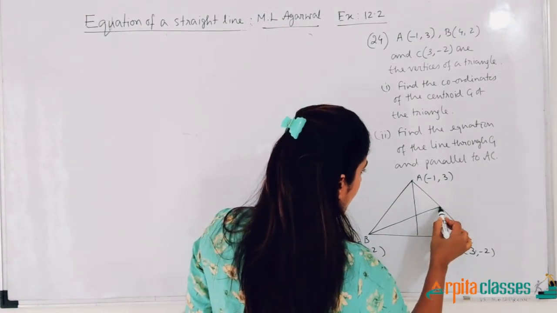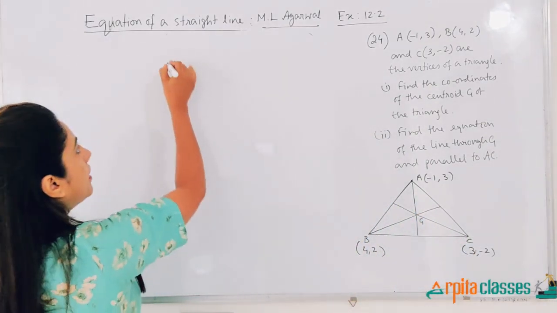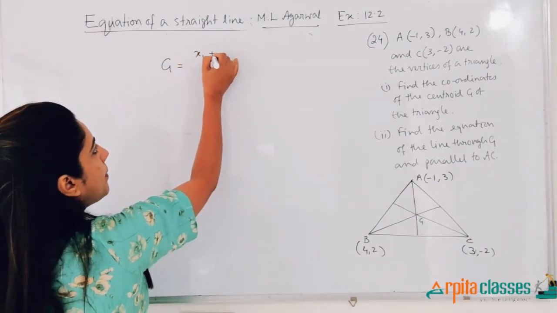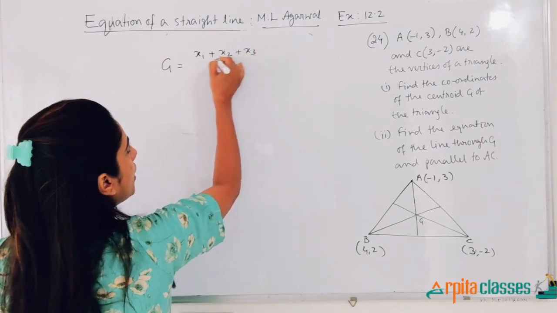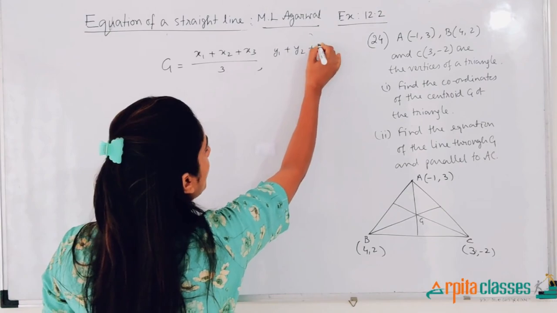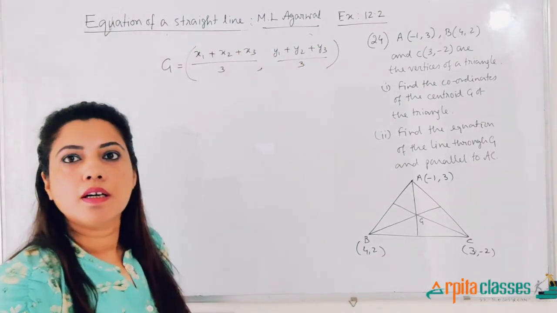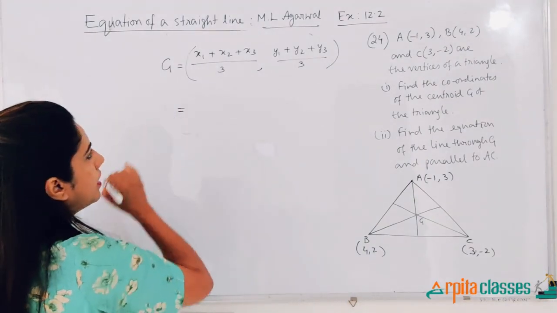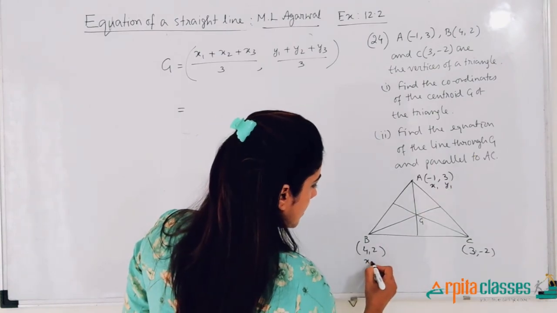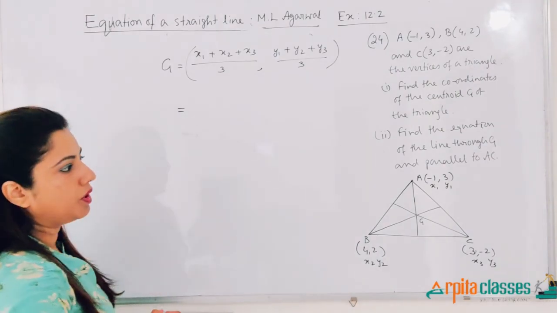So we have a formula for the centroid. Let this be the centroid. The formula for the centroid is G = ((x1 + x2 + x3)/3, (y1 + y2 + y3)/3). This is the formula for the coordinates of the centroid. Let us consider this is x1, y1, this is x2, y2 and this is x3, y3. So now let us put the values.